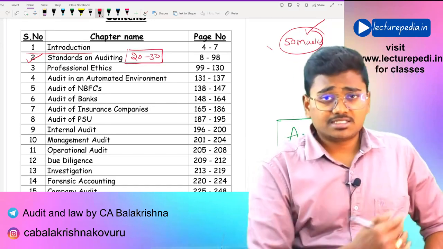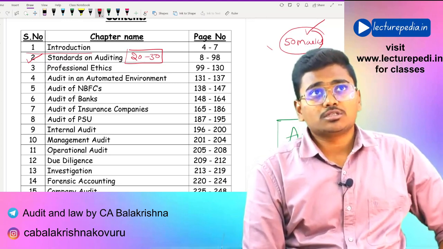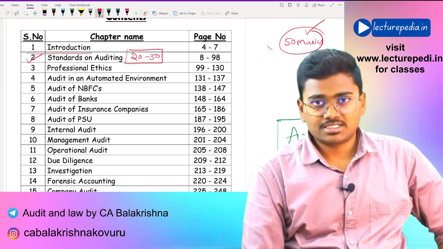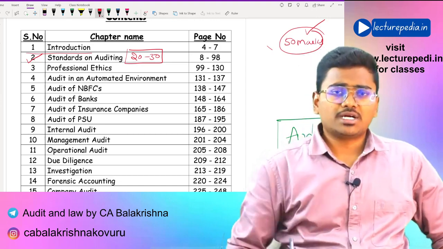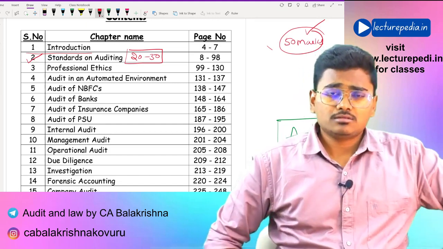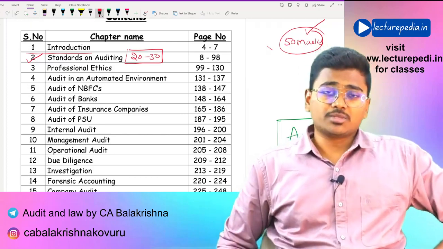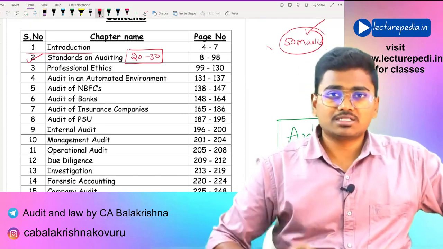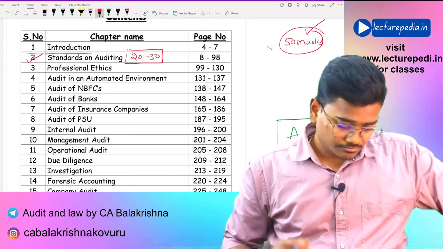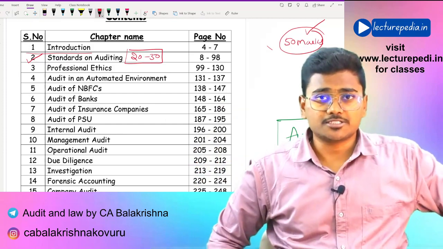If you see the recent examination, May 2023, around 28 to 30 marks have been asked from the auditing standards. 24 marks have been asked in the theory, and in the MCQs at least 5 to 6 marks would have been asked from the auditing standards. Around 30 marks have been asked in the recent examination. So we can expect roughly 20 to 30 marks from the auditing standards.